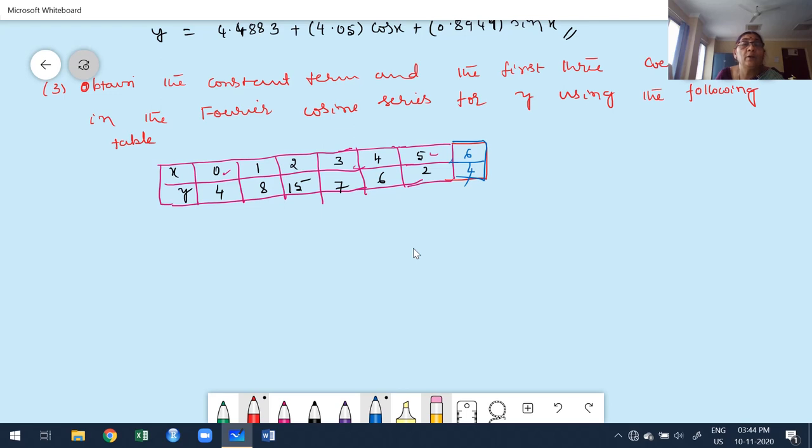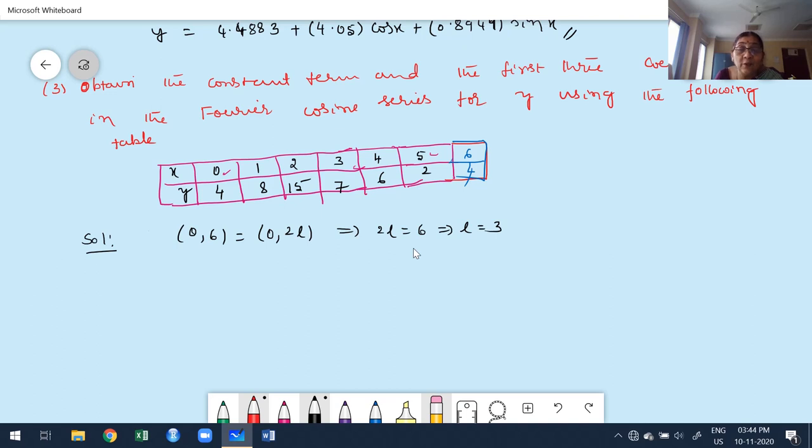What is my overall interval here? The overall interval is 0 to 6. Refer to what we discussed in the first problem, starting from 0, the first case, the general case 0 to 2L. Here 2L is equal to 6, that implies L is equal to 3. Yeah, I made a mistake here.